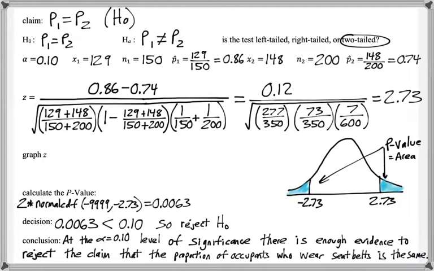And the conclusion would be, at the 0.10 level of significance, there is enough evidence to reject the claim that the proportion of occupants who wear seatbelts is the same.